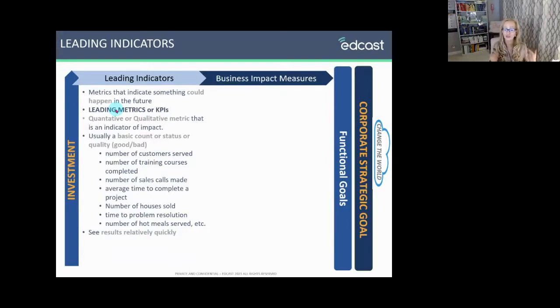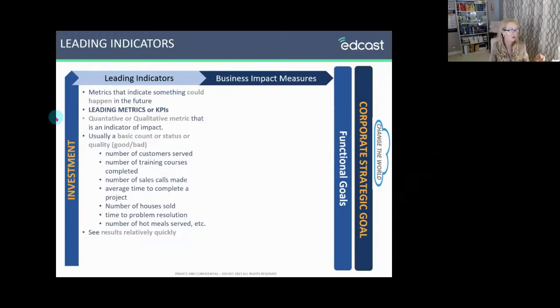So the way I think of KPIs is I can break them into two ways. I break them into leading indicators and impact measures. Leading indicators are metrics that indicate something could happen in the future. Not something happened, something could happen in the future. The impact will happen.